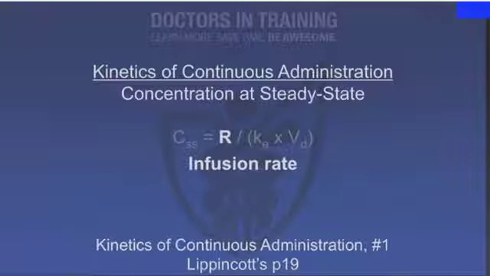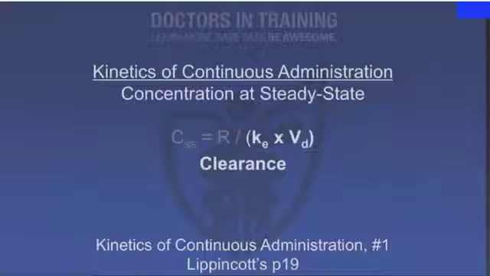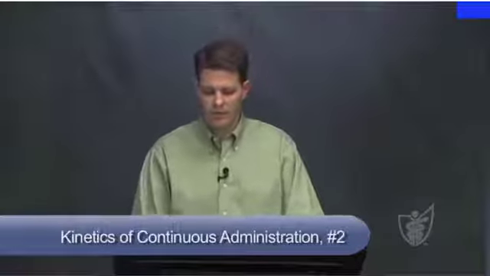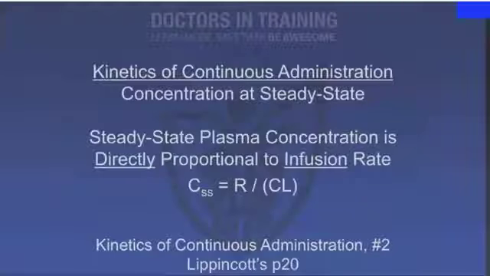And we've already seen that the denominator, KE times volume of distribution, is clearance. We saw that when we were talking about half-life. Look back and you'll see that. So plasma concentration at steady state equals R, or the infusion rate, divided by clearance. This helps us see 2 things that are kind of obvious, but they're pretty important, so I want to point them out, just so you can get the concept. First of all, it helps you see that the steady state plasma concentration is directly proportional to infusion rate.